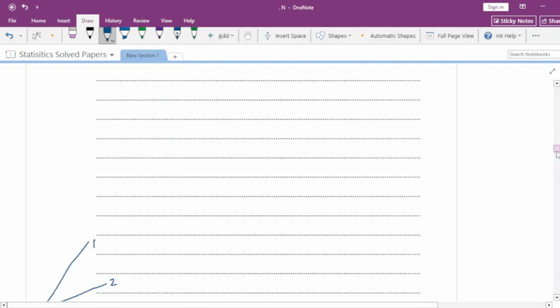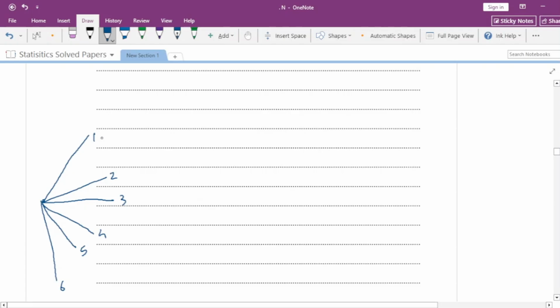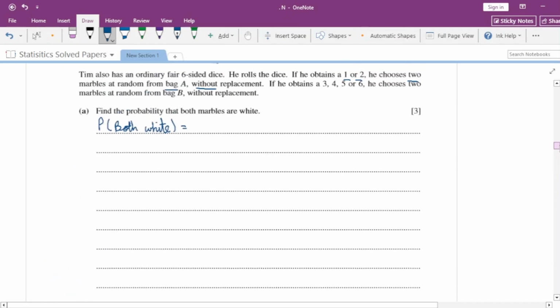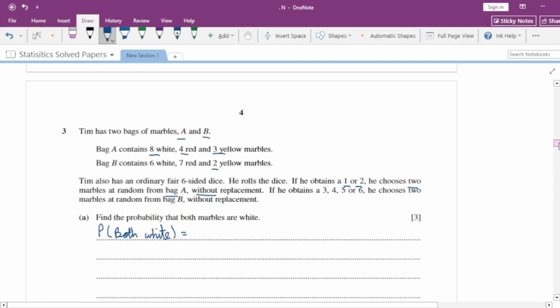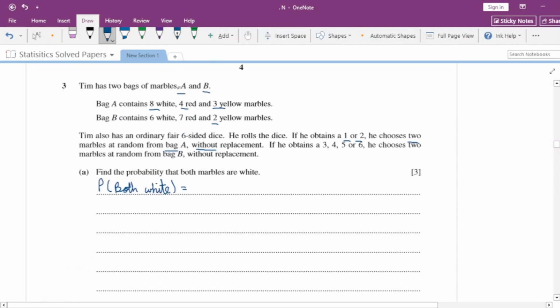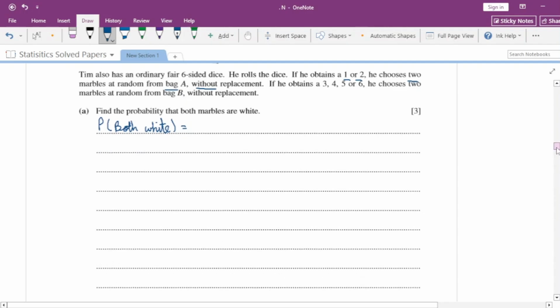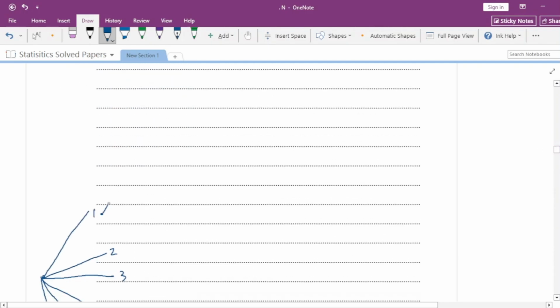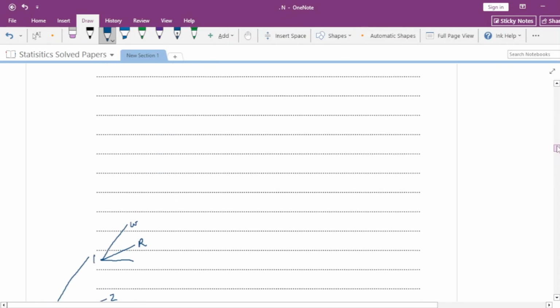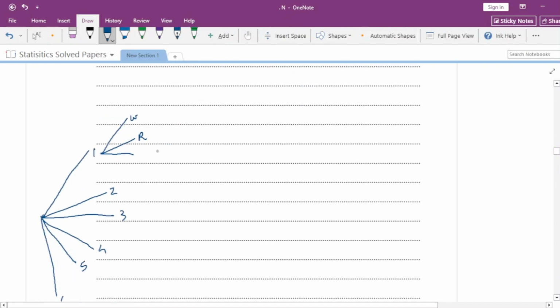All right. So let's see. We have 1 and 2. So we have chosen 1. Now, because number 1 is chosen, we're going to choose from bag A. From bag A, we're going to choose 2 marbles at random. What do we have in bag A? We have 8 white, 4 red, and 3 yellow marbles. So we have 3 choices after this: a choice of getting a white, a choice of getting a red, and a choice of getting a yellow marble.